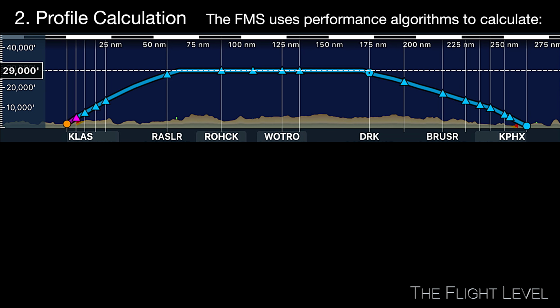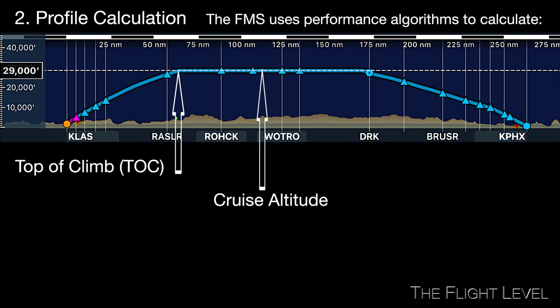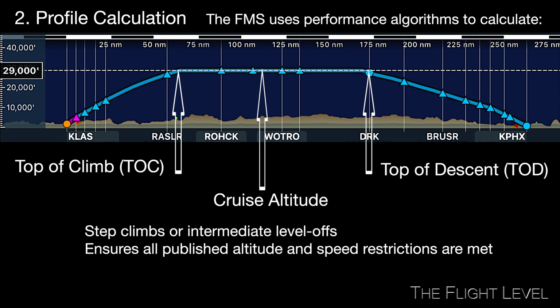For the profile calculation, the flight management system uses the database performance algorithms to calculate the top of climb, the cruise altitude, and the top of descent. In addition, the profile will consider step climbs or intermediate level offs. And the profile will ensure that all published altitude and speed restrictions are met.